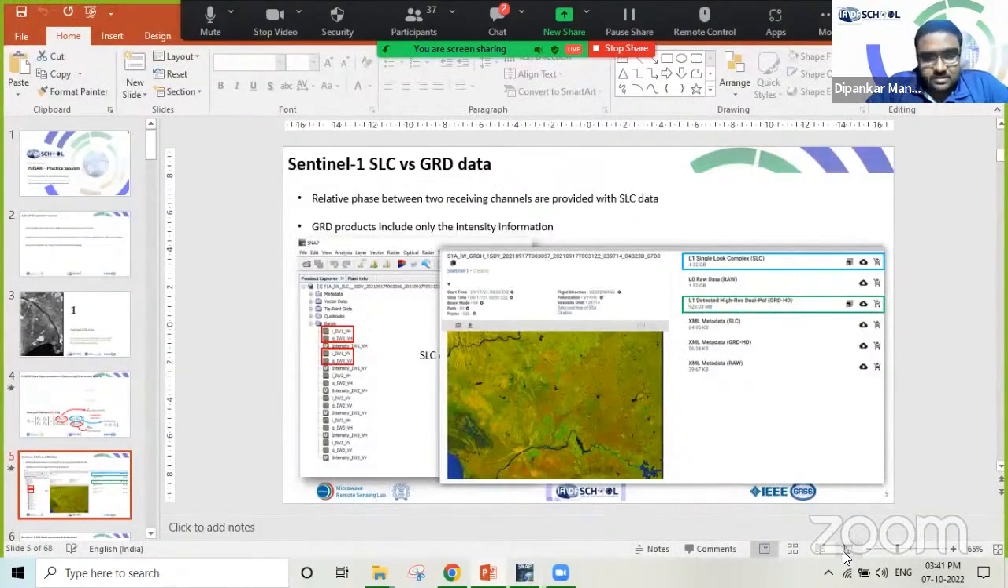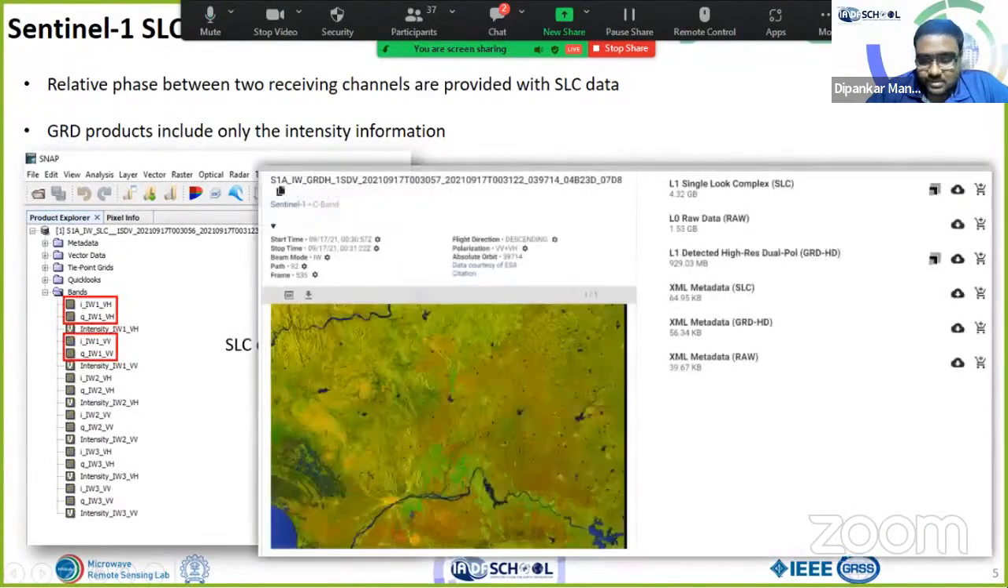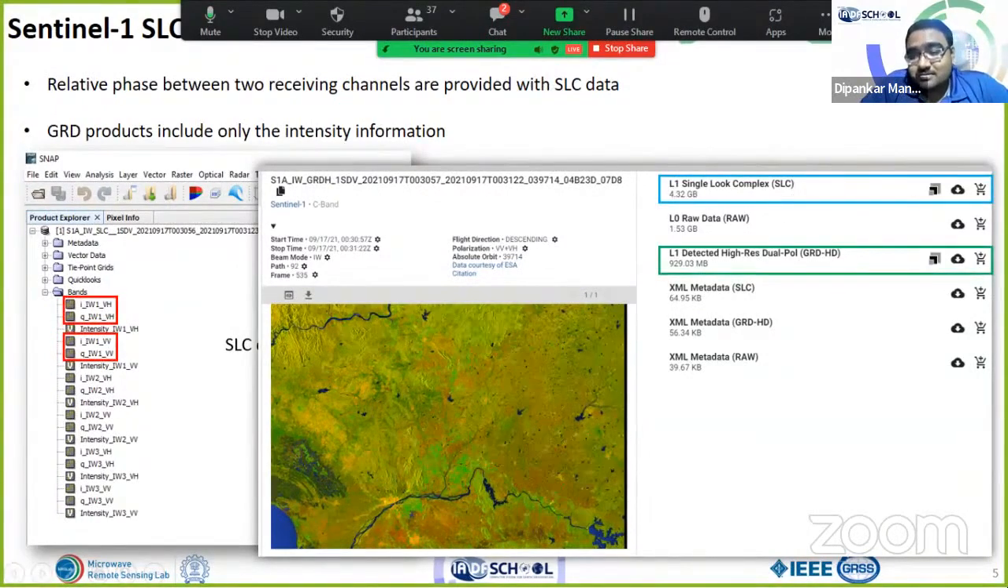Now coming to the images, I already showed you the SLC product format. If you see the size of these images, these SLC products are around 4 GB, whereas the GRD product, which is ground range detected with the intensity format, is very low in size, but it does not have an imaginary component or the phase information with it.